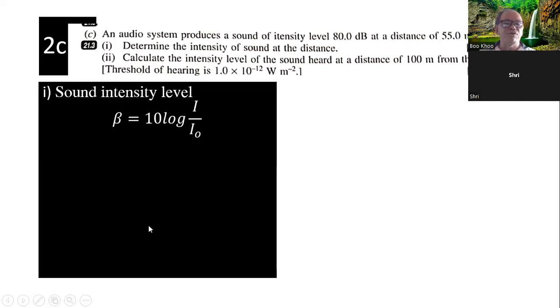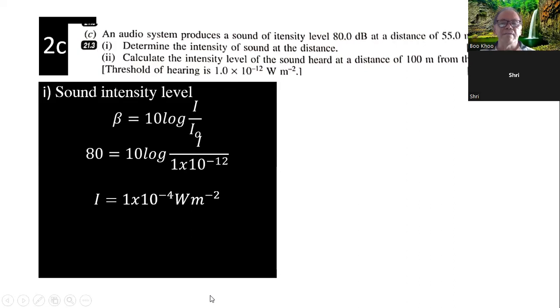Use the formula: 80, 10, and we don't have the distance, but we have I. That one is given. Then calculate our I. After you calculate your I, use the other formula. We already calculated your I there. Calculate the intensity level of sound at a distance of 100 meters. We are just using this formula.